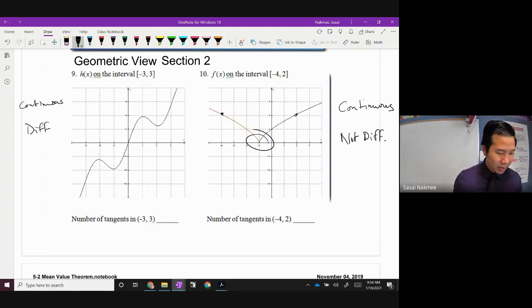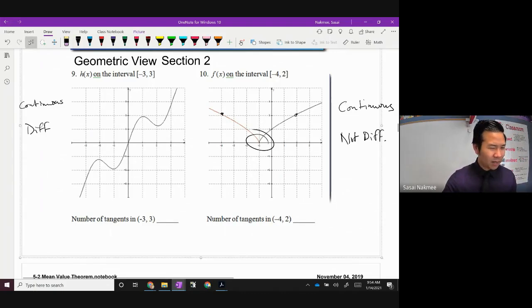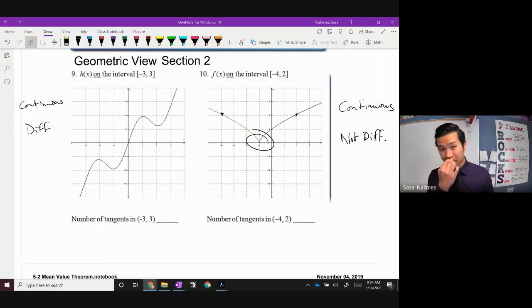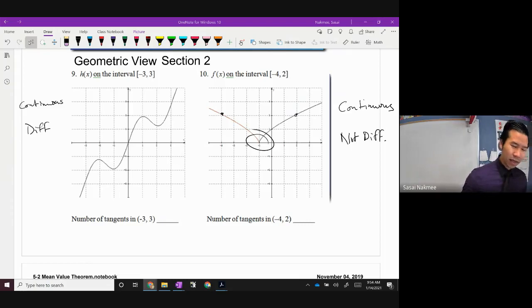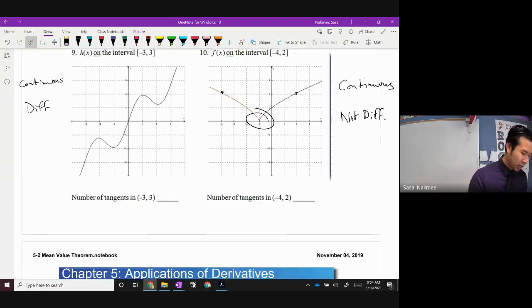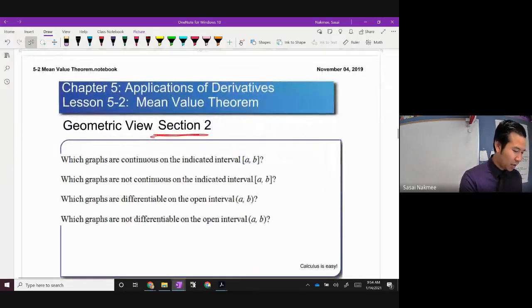Did you guys do all right? Did you get the same numbers? Were any of them tricky for you to understand if it's continuous or not? Or any of them tricky to figure out if they are differentiable or not? Because that is actually an important part of the mean value theorem. You need to know which is which. Does that make sense? Can you guys let me know? Type into the chat. Are you guys okay with that? Does that make sense? Does that not make sense?